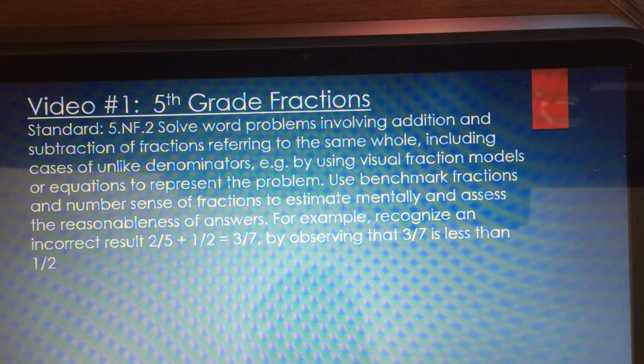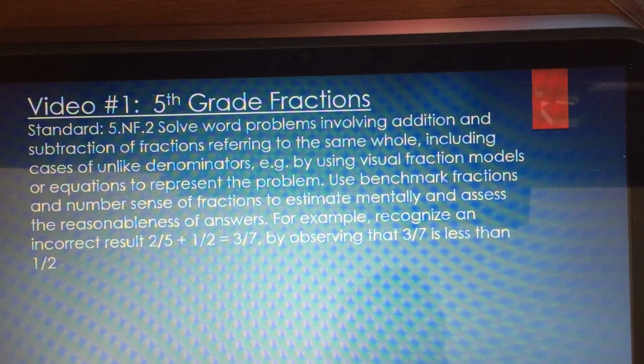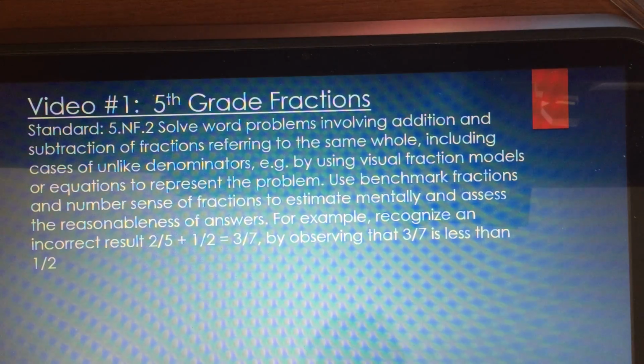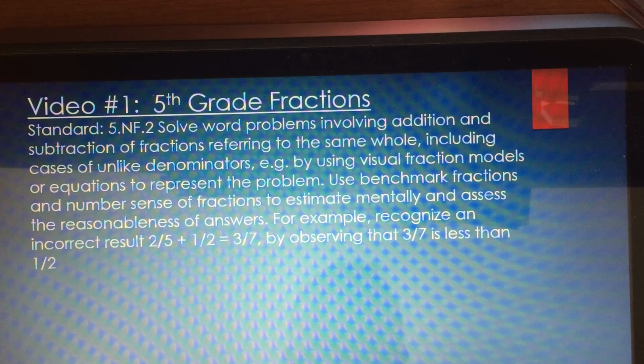My standard was 5.NF.2, which states that students should be able to solve word problems involving addition and subtraction of fractions referring to the same whole, including cases of unlike denominators, by using visual fraction models or equations to represent the problem. They should be able to use benchmark fractions and number sense of fractions to estimate mentally and assess the reasonableness of answers. For example, they should recognize that the sum of 2/5 plus 1/2 cannot be 3/7 because 3/7 is less than 1/2.